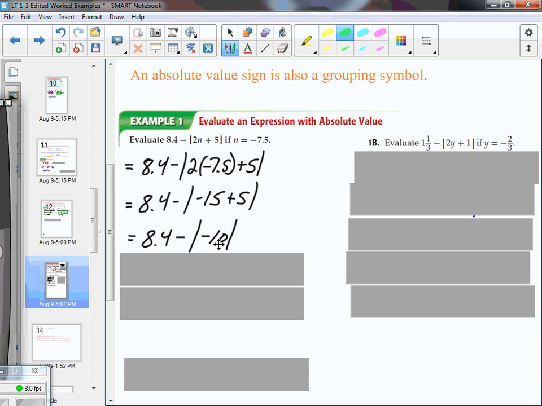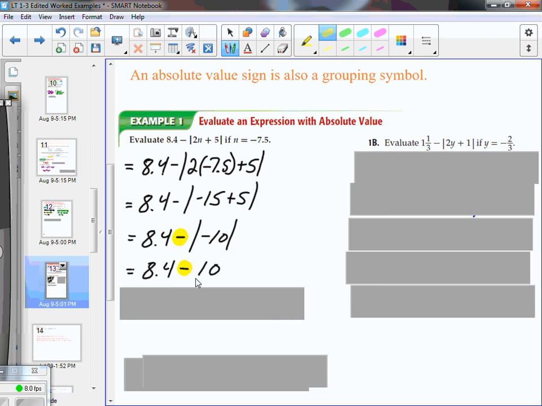Now it's time to get rid of your absolute value sign. So look, here's what I'm going to do. Copy down 8.4. I copy down that negative. It's this negative right here. It's that one. And then, what's the absolute value of -10? 10. So look, there's still one minus sign, but it's not the one that was inside the absolute value signs. It's the one that was in front of the absolute value sign.